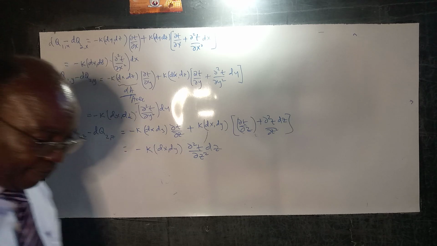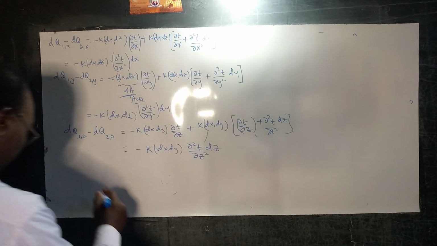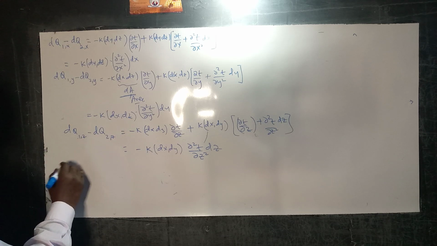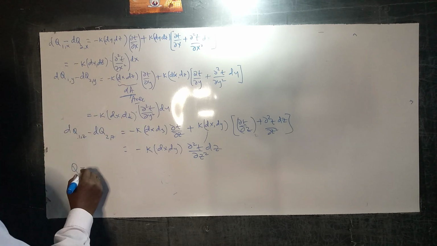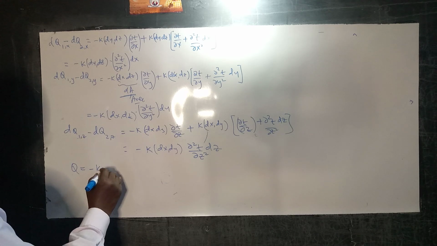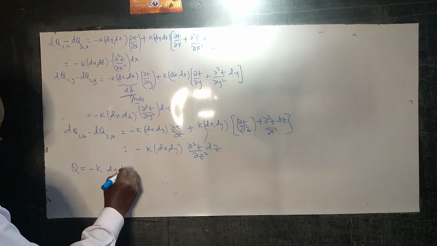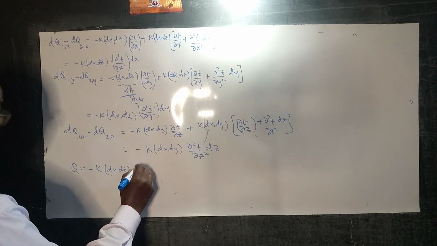And so if we add up all this to get our total flow, total dq, that is q total, we are going to have minus k dy dz dt.